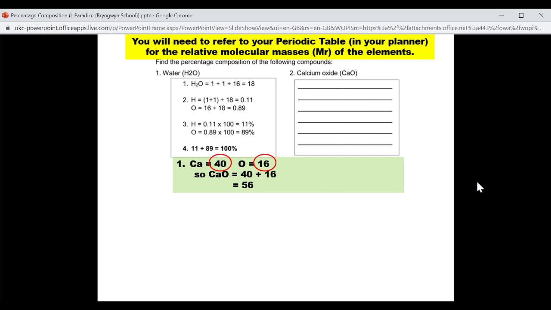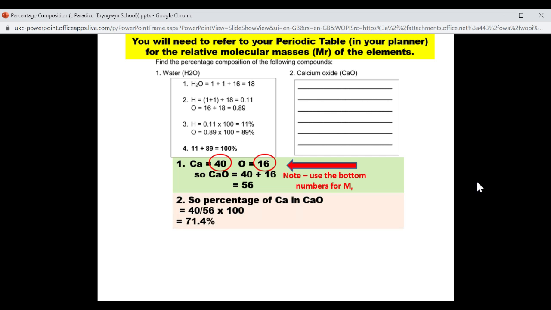which is 56. Okay, so bearing in mind those numbers, the molecular masses, are the bottom numbers. Okay, don't get confused with thinking it's the top number, the atomic number, in the periodic table. Sorry, it's the bottom numbers. Okay, so we're going to add those together to give us a total Mr of 56.